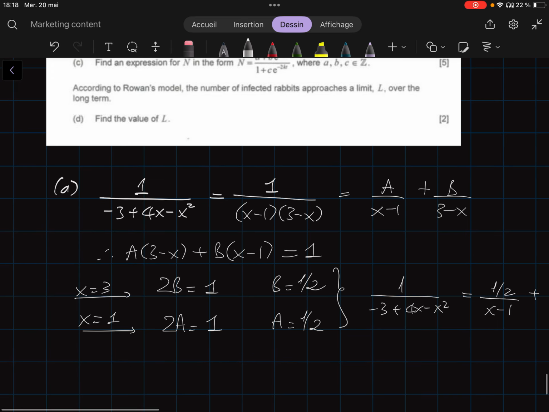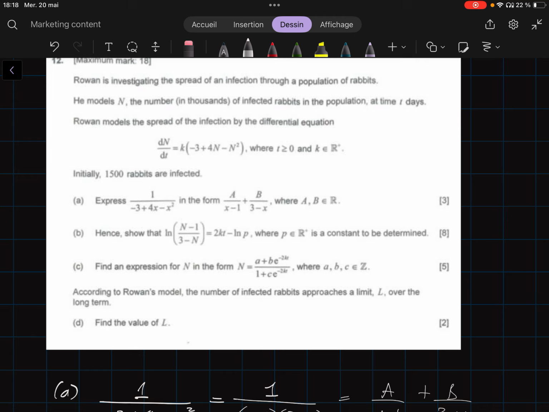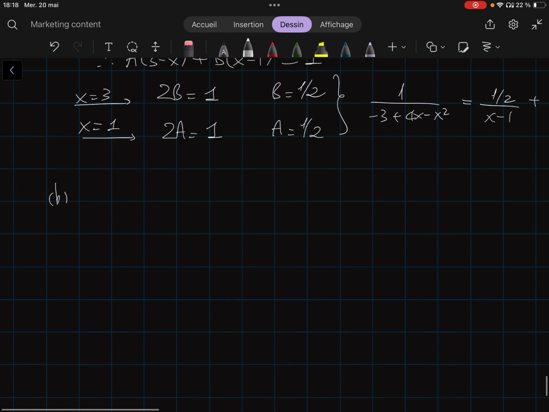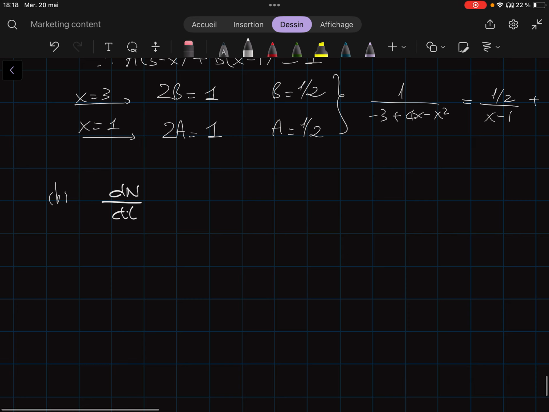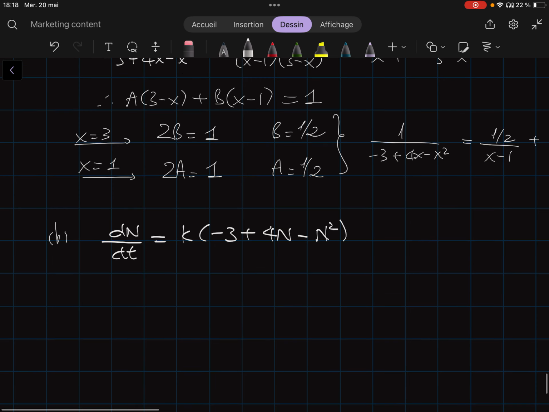Part B. Now you are asked to solve the equation. We don't know what k is, and seems like we are not going to find out what k is. So this is just going to be a ton of algebra. Obviously, the way to go is separable. Because otherwise, why would they give you part A?